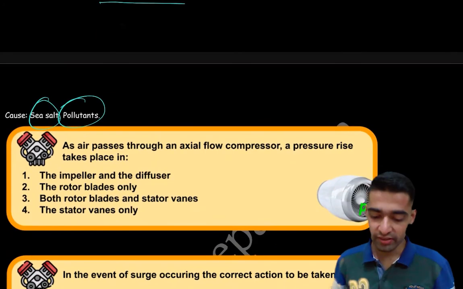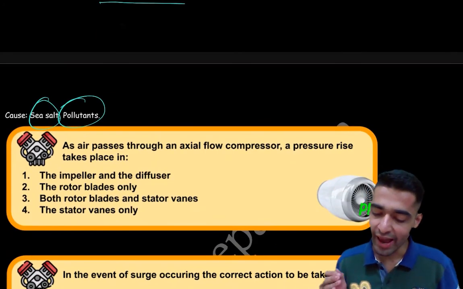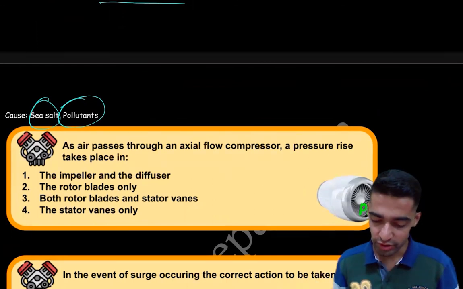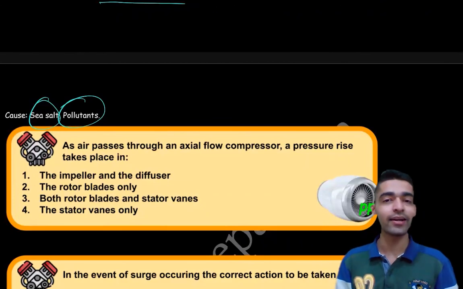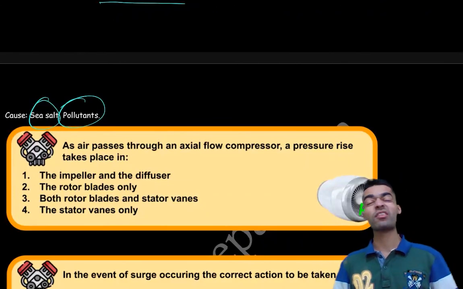Now let's come to the questions for the last time. The first question is, as air passes through an axial flow compressor, a pressure rise takes place in: the impeller and the diffuser, the rotor blades only, both rotor blades and stator vanes, or the stator vanes only. Think and answer. It is all about the nomenclature.